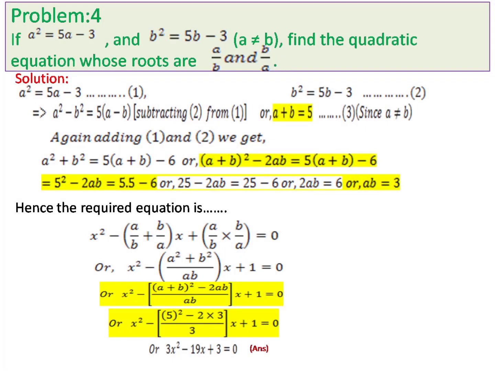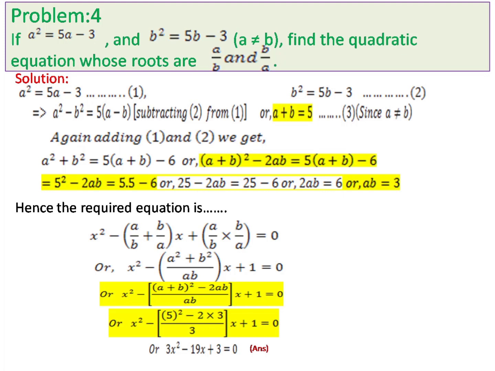Next, come to problem 4. If a square equals 5a minus 3 and b square equals 5b minus 3, a not equal to b, find the quadratic equation whose roots are a by b and b by a. Now, the first equation, a square equals 5a minus 3, name it 1, and the second equation, b square equals 5b minus 3, name it 2.